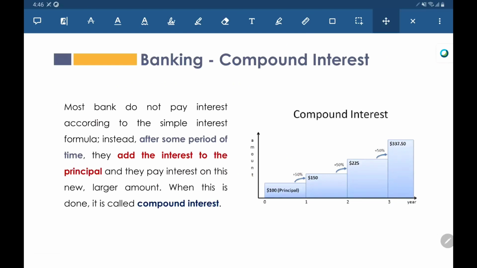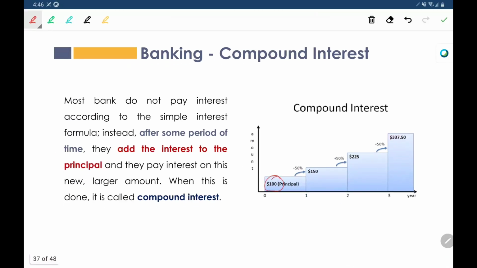But when you deposit money to the bank, they don't use the same method as the credit card. They use a method to calculate the interest which we call compounded interest. Compounded interest means the interest is added to the principal. Just like the first year you have a principal of 100 baht, and the next year the principal is not 100 baht, it's changed to 150 because it already added the interest, and it does the same for the next year. This is called compounded interest.